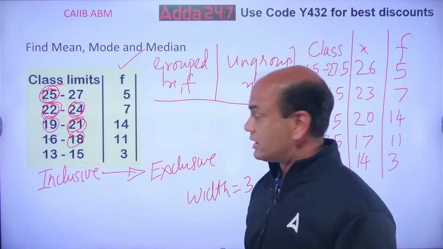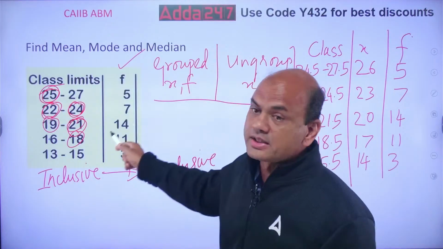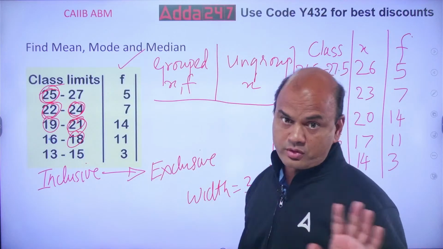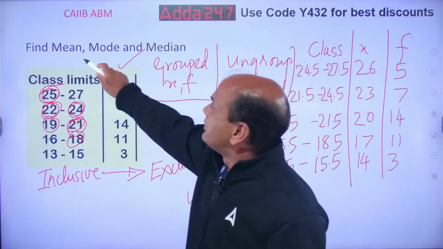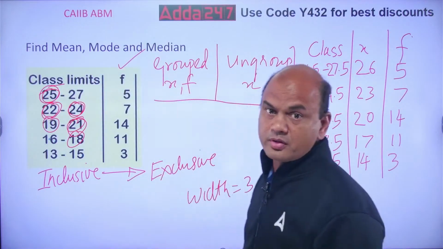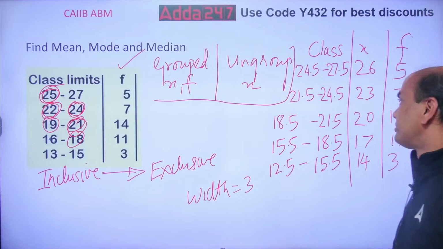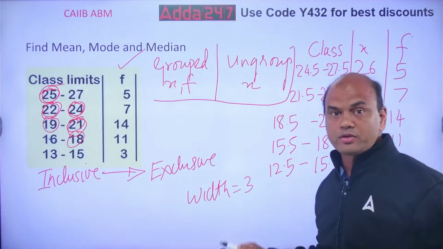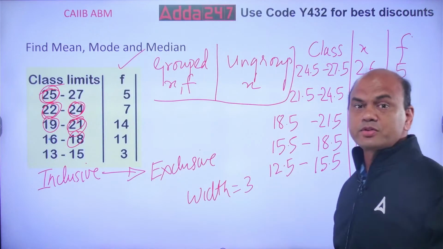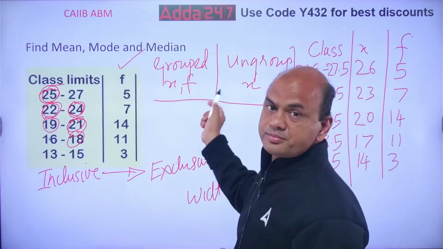Exclusive. Now this is exclusive. This is inclusive. Got it everyone? Target is mean, mode, median. Okay, mean, mode, median. So now next what? You have got x, you have got f. You'll have to solve all the 3 now.